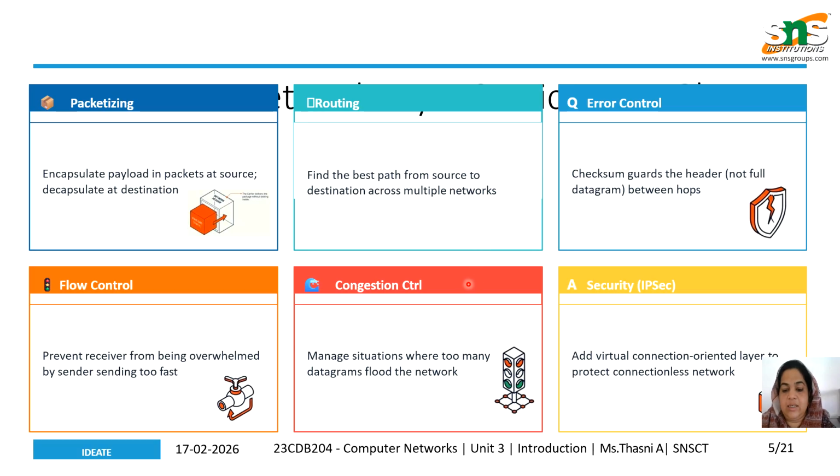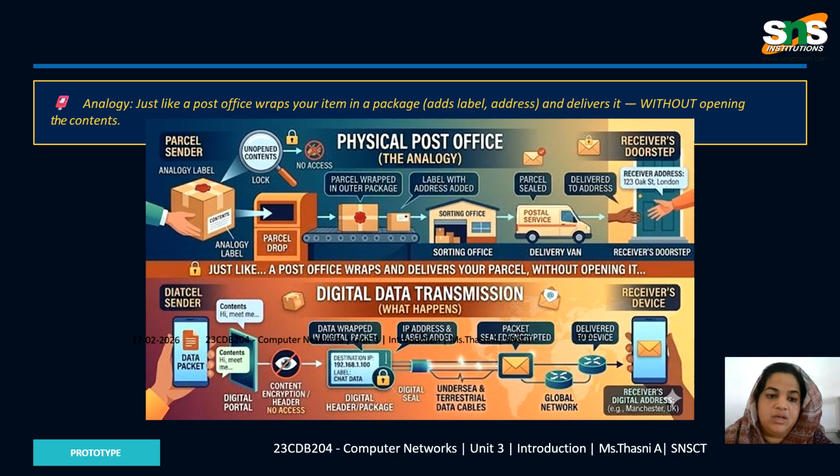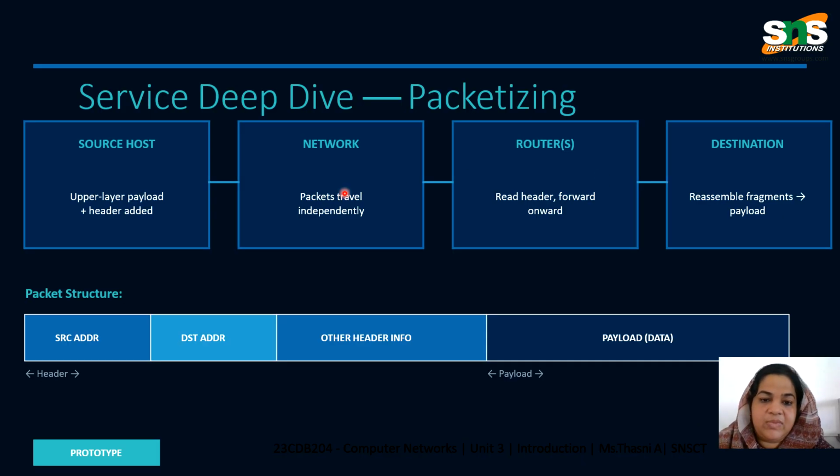Next is security, like IPsec, adding a virtual connection-oriented layer to the protocol. Now a service deep dive on packaging: just like a post office wraps your item in a package, adds a label, address, etc., and delivers it without opening the content, the same way it works here. In the digital version, the data is wrapped into a digital packet, then IP address labels are added, then packets are sealed and encrypted, then delivered to the device, and the receiving device receives it.